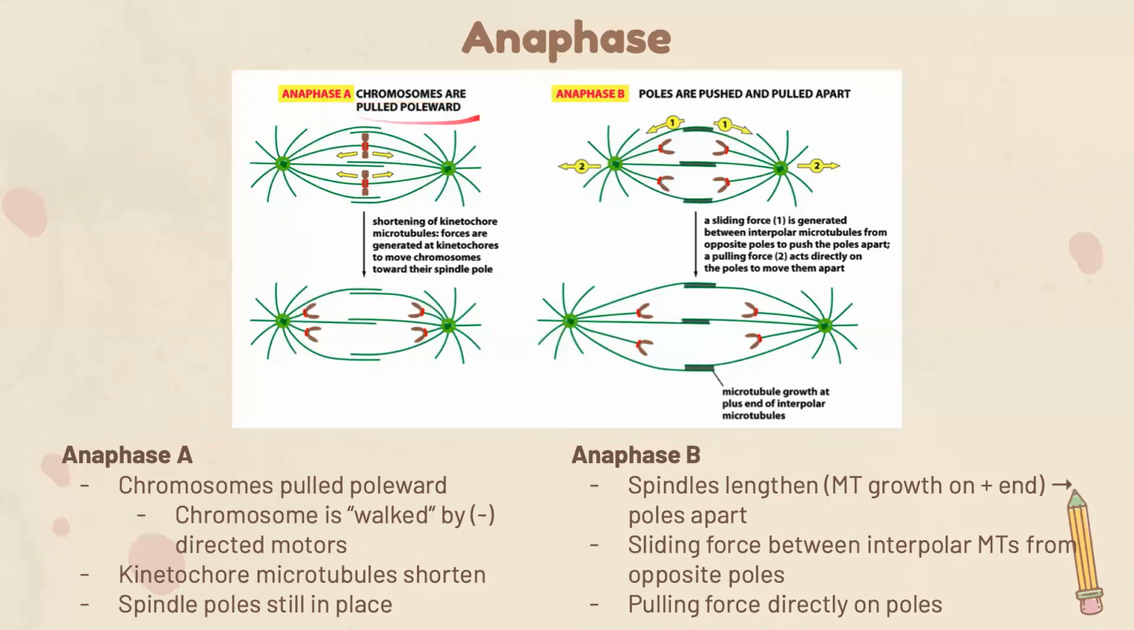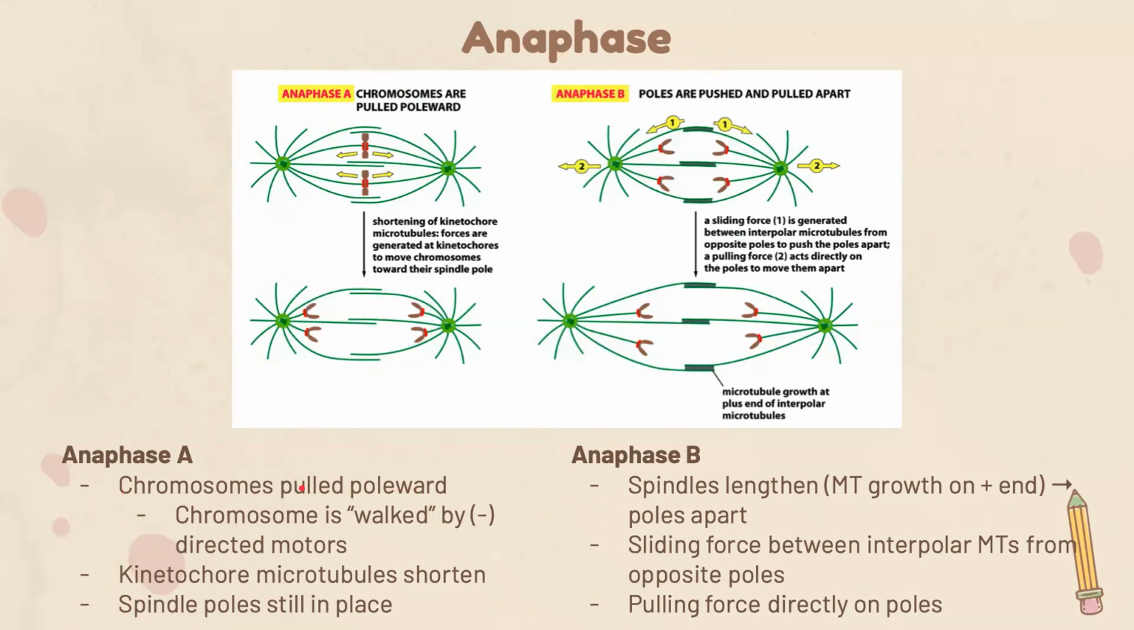A is all about the chromosomes being pulled poleward, so from the middle to the edge, whereas anaphase B is about the poles being pushed apart, so from the edge and even further out. So A, I don't really have a good way to remember this, but A is basically from the middle and you're going outward. B is also outwards, but you're already at the outside edges and you're just going even further out.